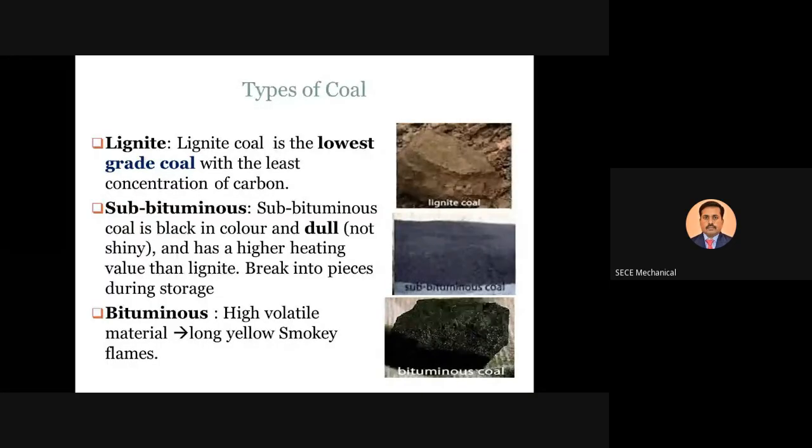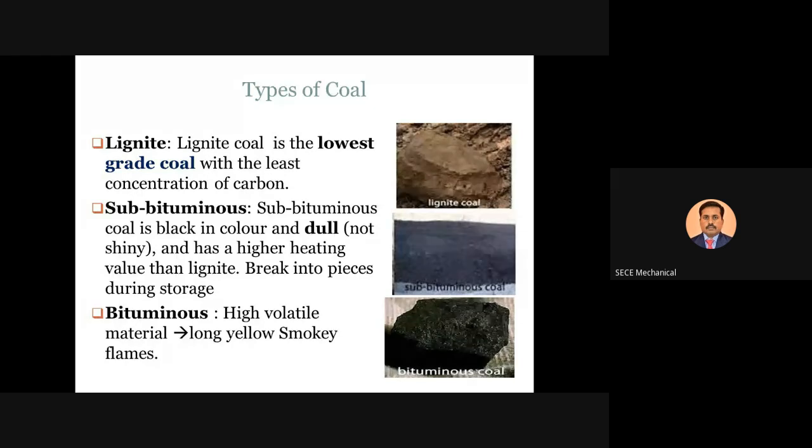It breaks into pieces during storage, and that is a main advantage of subbituminous. If you want to cut the coal or reshape it to a required size, normally 6 mm, you can easily convert it because it is easily breakable into pieces. So storage is very easy, and it has a higher heating value than lignite. That is a very important point.